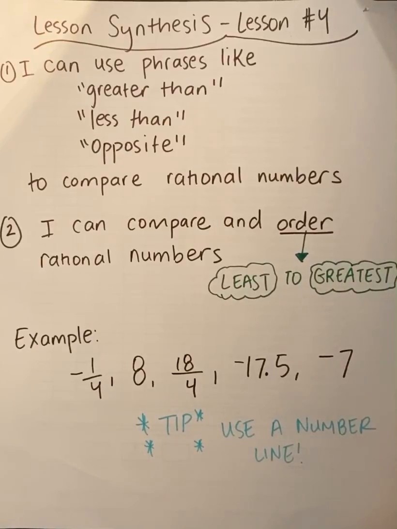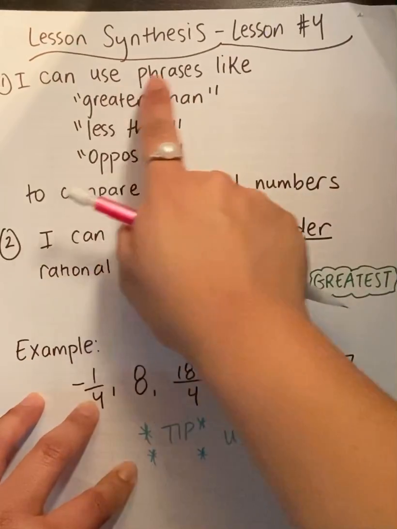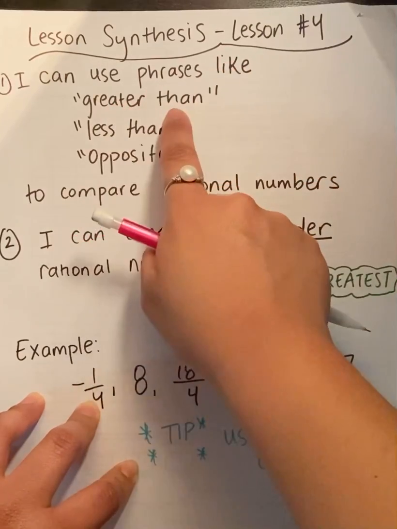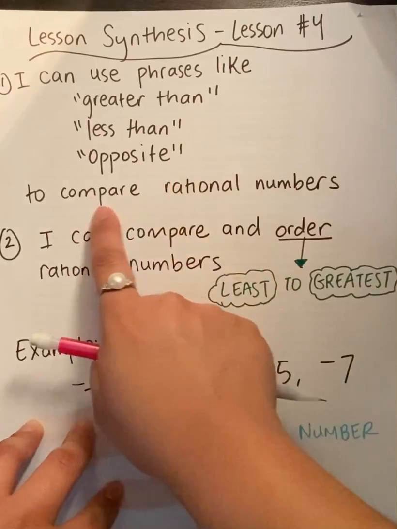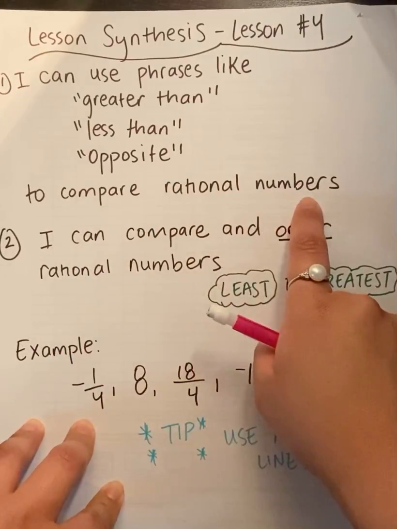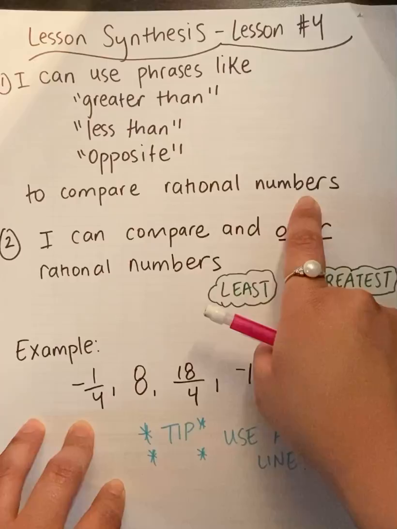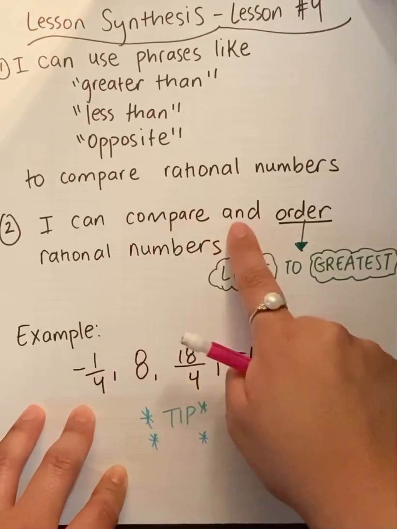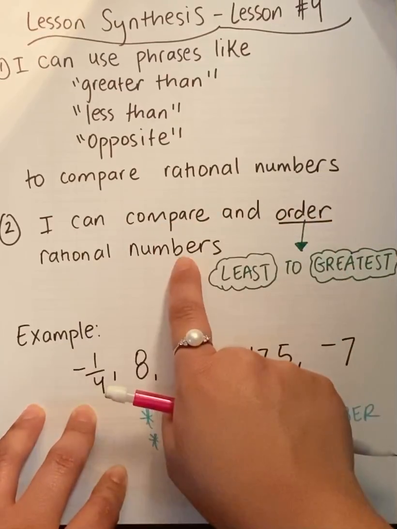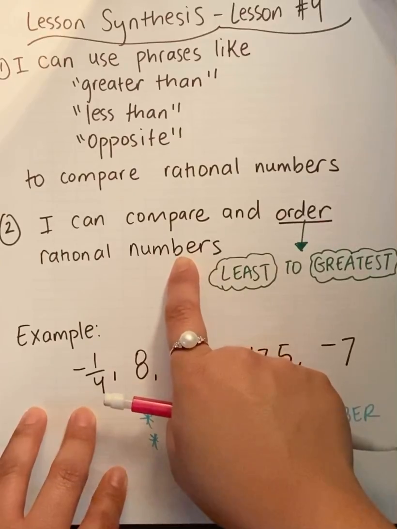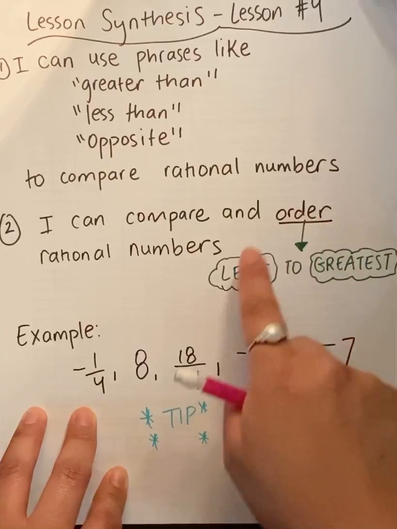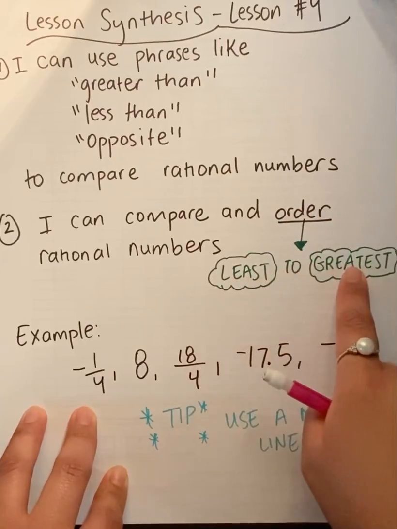Today you completed lesson number 4. By the end of this lesson, the goal was that you can use phrases like greater than, less than, or opposite to compare rational numbers. Our second goal was that you can compare and order rational numbers. In today's examples, we saw ordering from least to greatest.